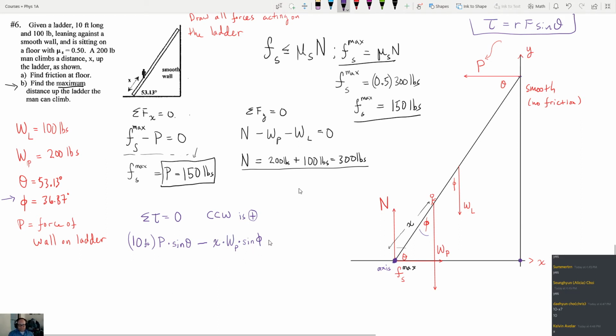And that's it. For the weight of the ladder, what's the distance between the axis and this point right here? 5 feet, because it's half, right? So it's 5 feet between there and there. So we'll do 5 feet multiplied by the weight of the ladder, and again times the sine of that same angle, phi. And then these should all sum to 0.